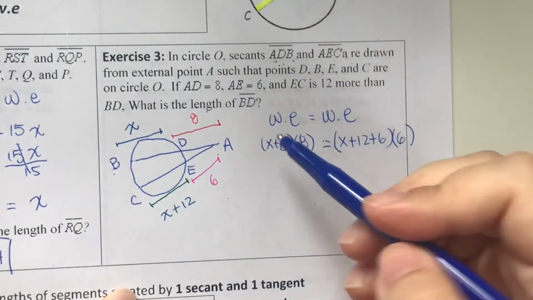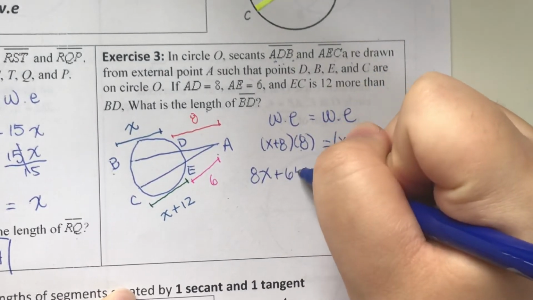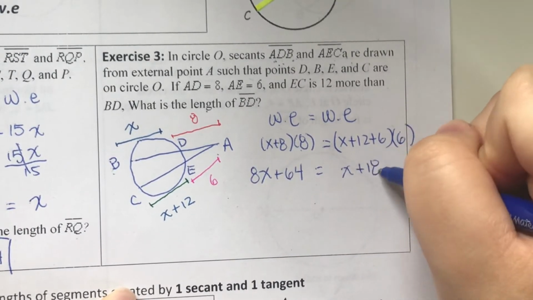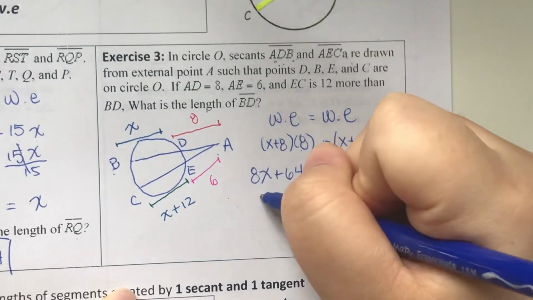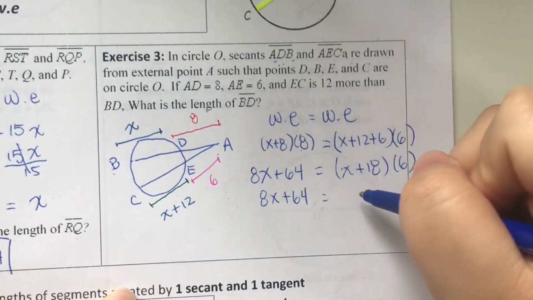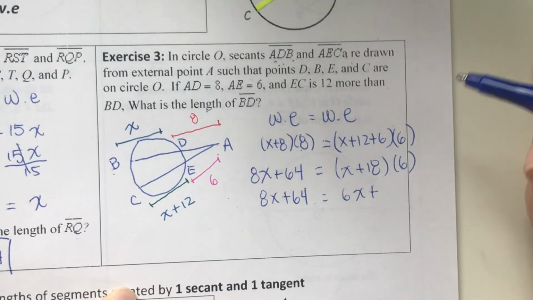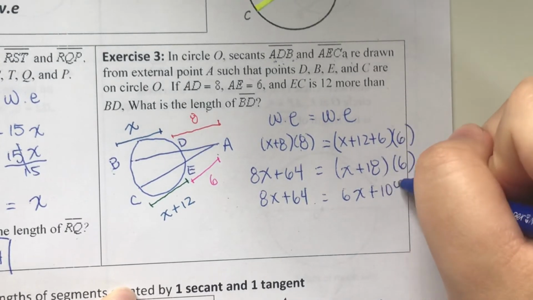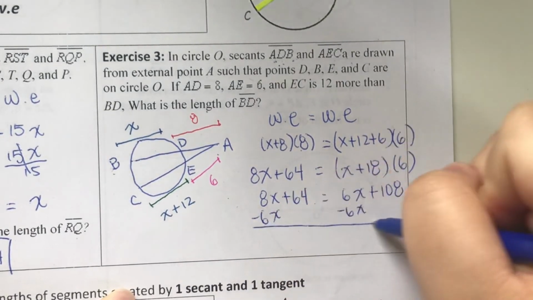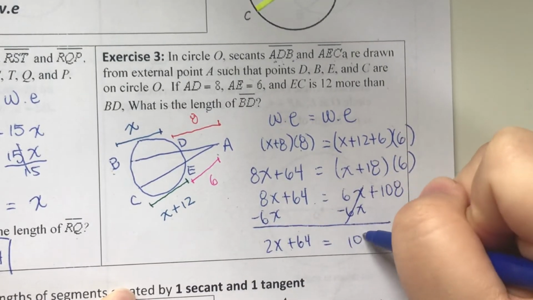Okay, so let's distribute. So 8 times X is equal to 8X, plus 8 times 8 is 64, is equal to, so let's simplify this here first. So X plus 18 multiplied by 6. So this is 8X plus 64 is equal to 6 times X is 6X, plus 18 times 6 is going to be, I think it's 108. Okay, so now minus 6X, so we're solving for X. I have 2X plus 64 is equal to 108.